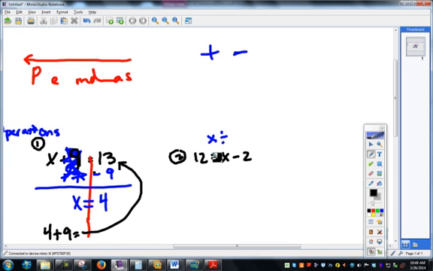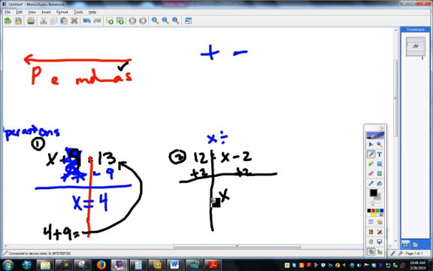Okay, going over to this one. Draw our line first of all. Now we ask ourselves the same question: is there any addition or subtraction happening to the variable? Yes, there is. 2 is being taken from the x. So we're going to add 2 to both sides. We're going to draw a line just to separate it.